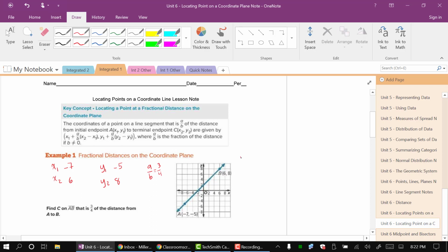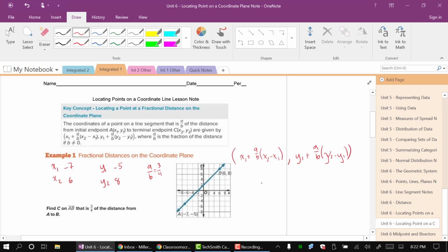So we have x1 plus a over b, x2 minus x1, comma, because it's a coordinate, y1 plus a over b, y2 minus y1. So y2 minus y1.